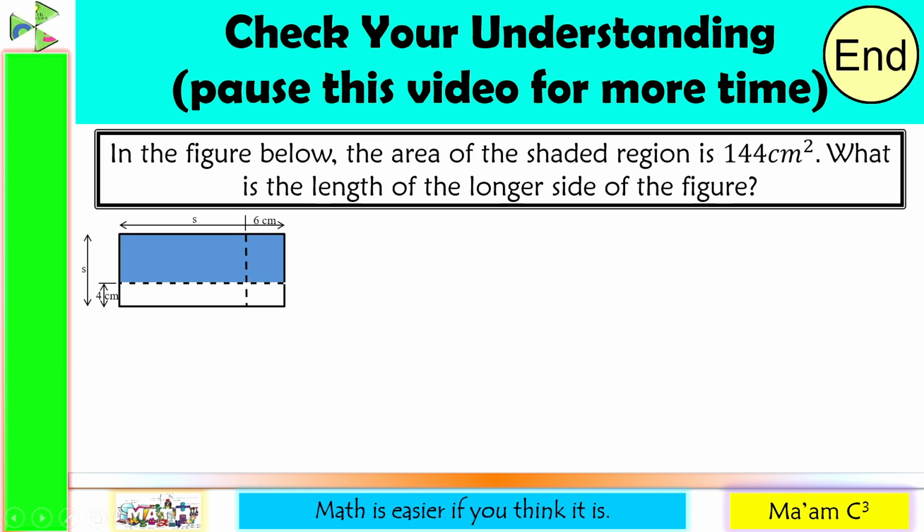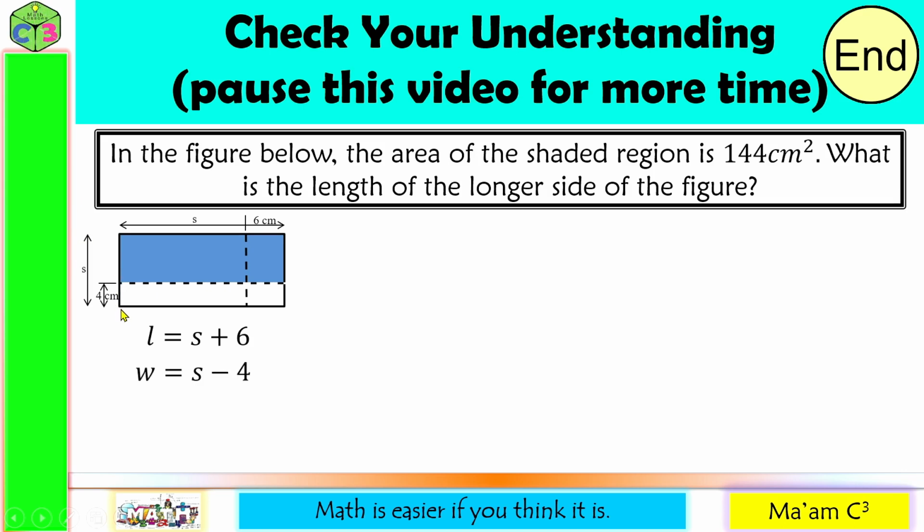Let us answer. In the figure below, the area of the shaded region is 144 centimeters squared. What is the length of the longer side of the figure? The longer side of the figure is obviously this one. So we are looking for this length. And this is equal to what? This is equal to S plus 6. Now this is the width and it is equal to S minus 4.